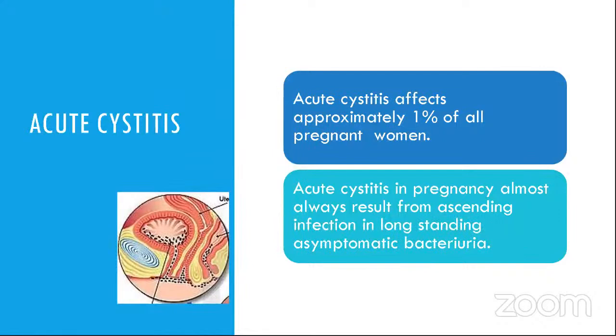Now let me talk about the common condition, acute cystitis. Acute cystitis affects approximately 1% of all pregnant women. Acute cystitis in pregnancy almost always results from ascending infection in the long-standing asymptomatic bacteriuria, that is coming up from the urethra.